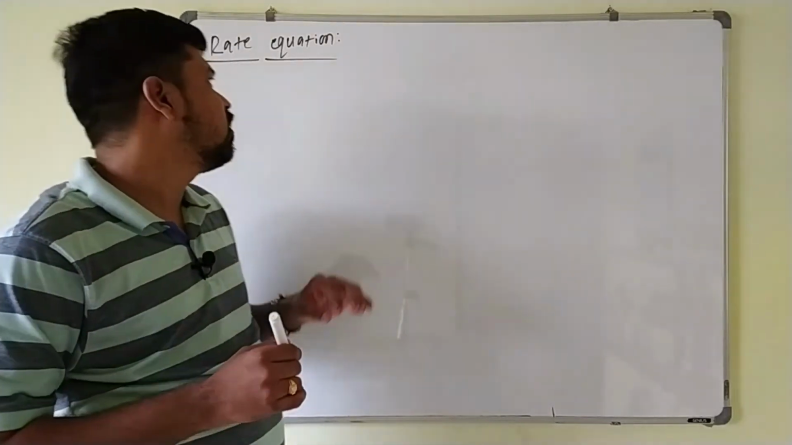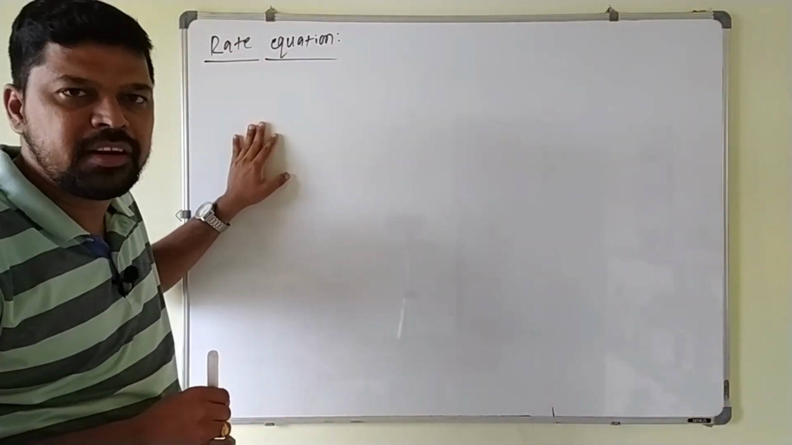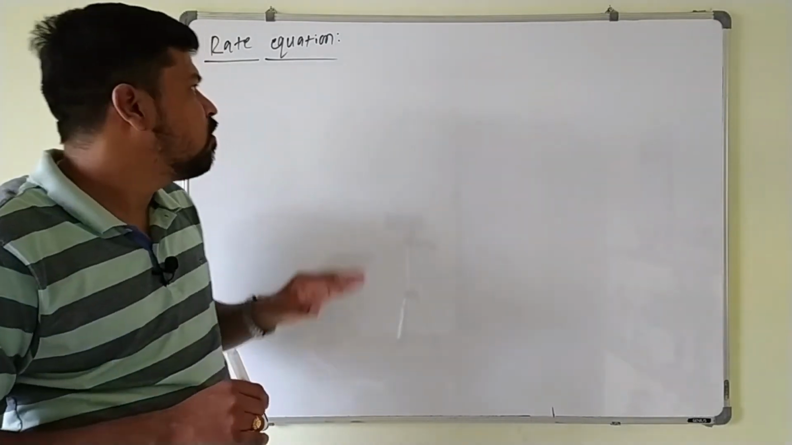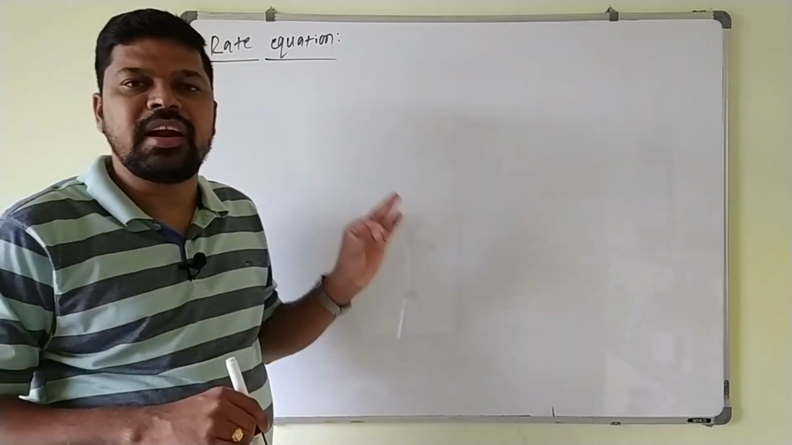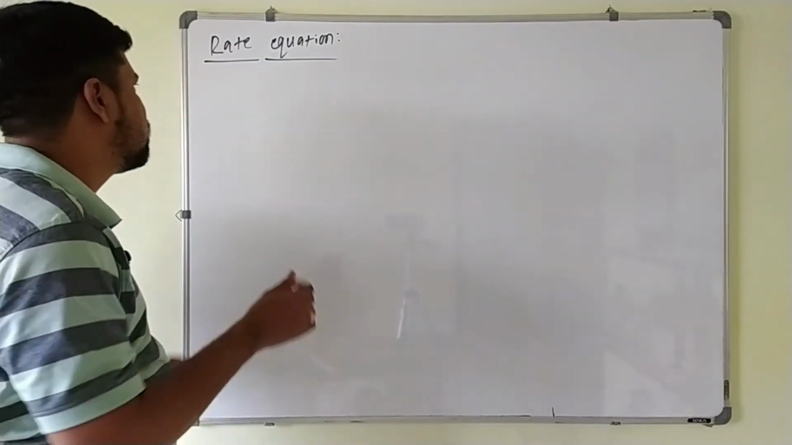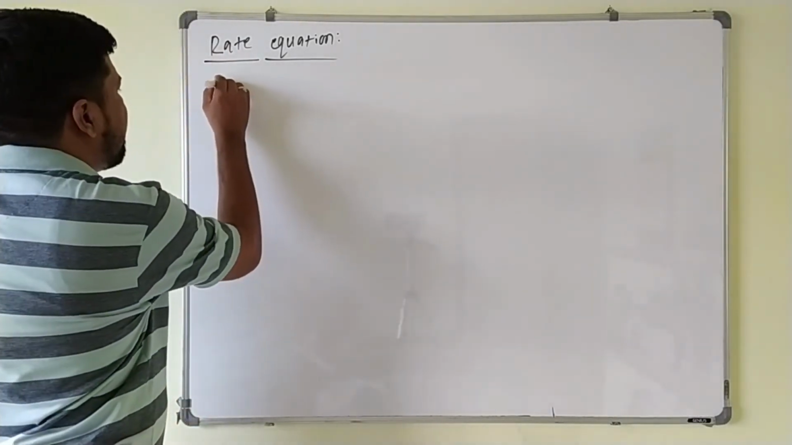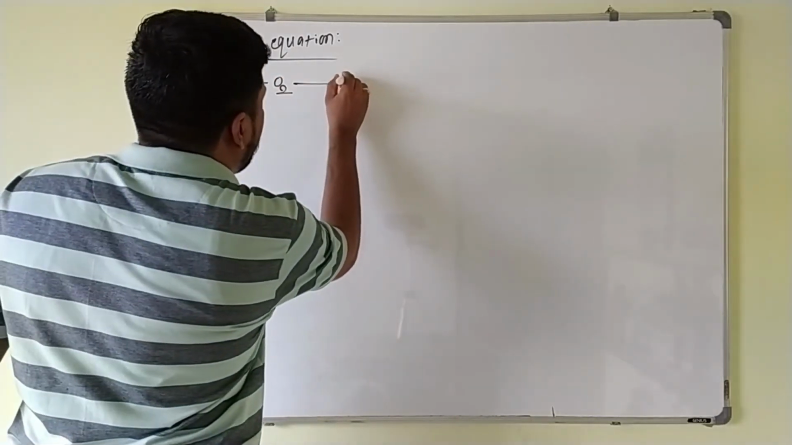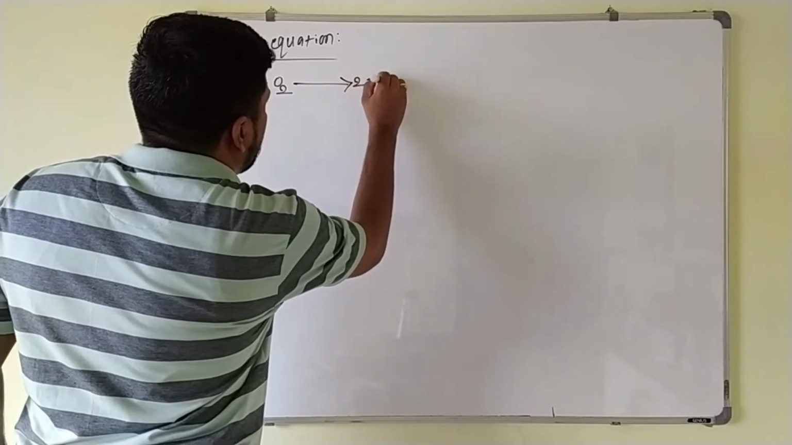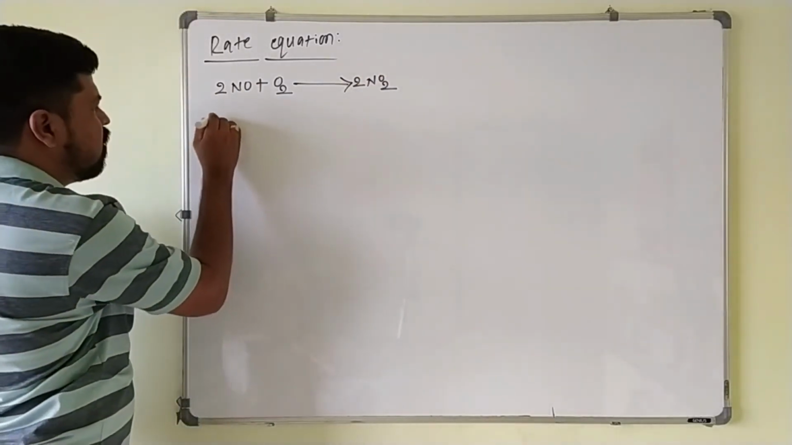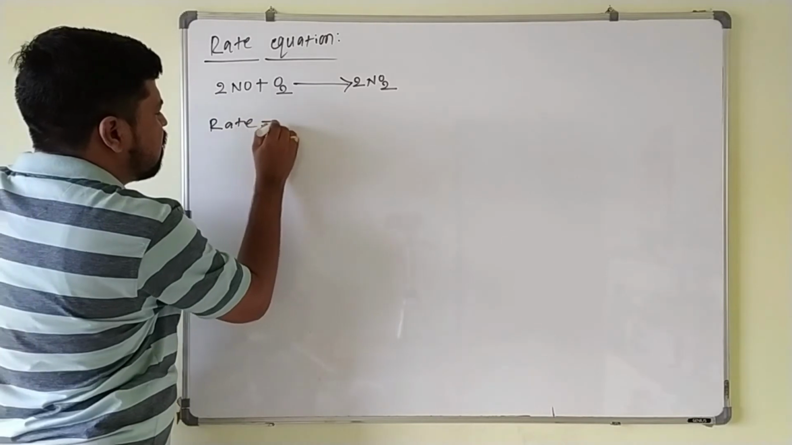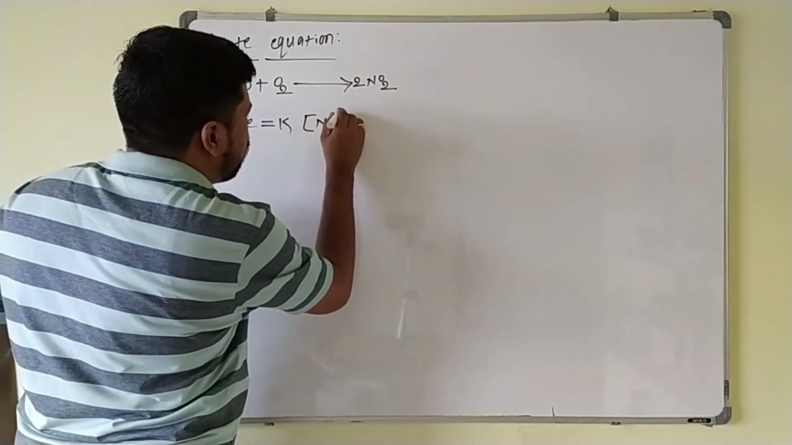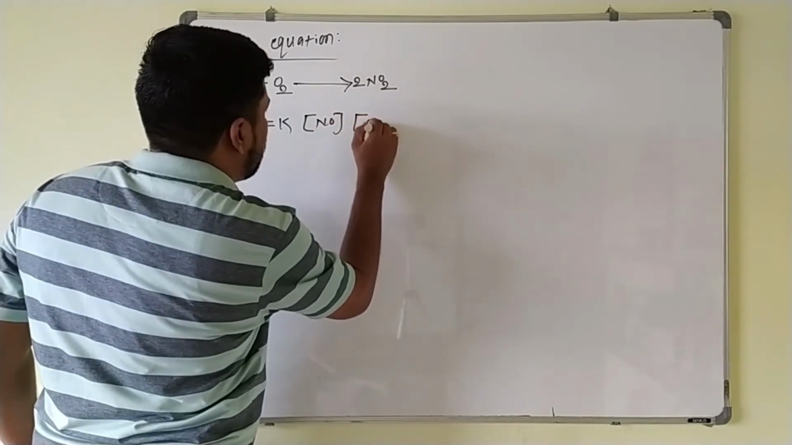So we know that this rate equation cannot be written directly by using a theoretical balanced chemical equation. For writing the rate equation, the data must be obtained experimentally. So we will take an example. Suppose I take a reaction of 2 NO combining with O2, giving 2 NO2. For this reaction, the rate of the reaction is written as K, molar concentration of NO and molar concentration of what?